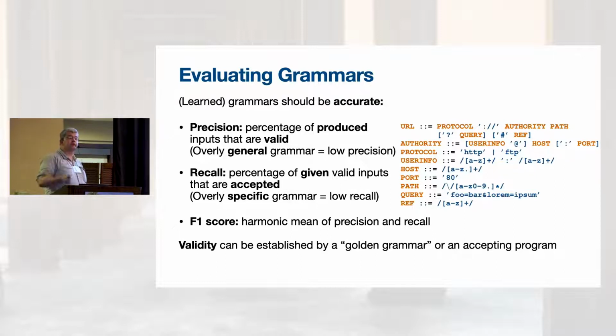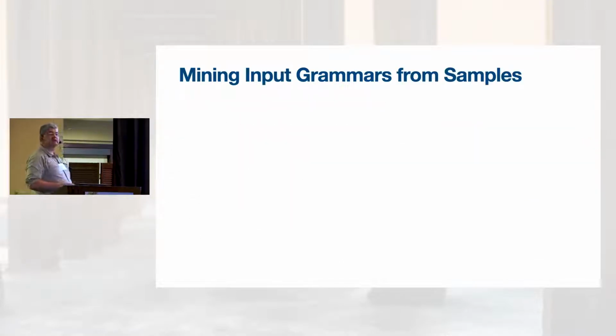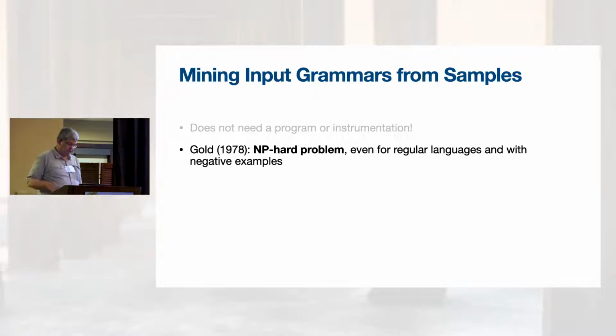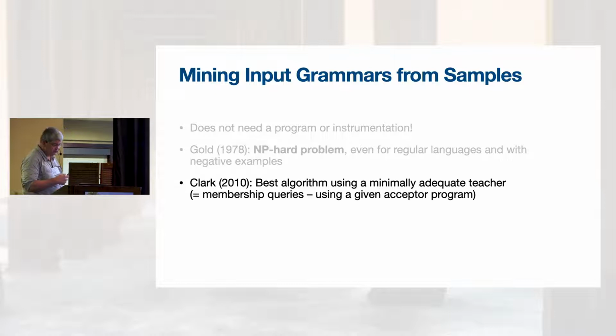Now, this is mining grammars from programs, and well, in a way, this is cheating because essentially it's a nice reverse engineering technique. Much more challenging is mining input grammars from samples, so no program at all. So you don't need a program, instrumentation, anything. You just have a set of samples to learn from. And this is a really hard problem. Already in 1978, this was established as an NP-hard problem, even if you have only regular languages.